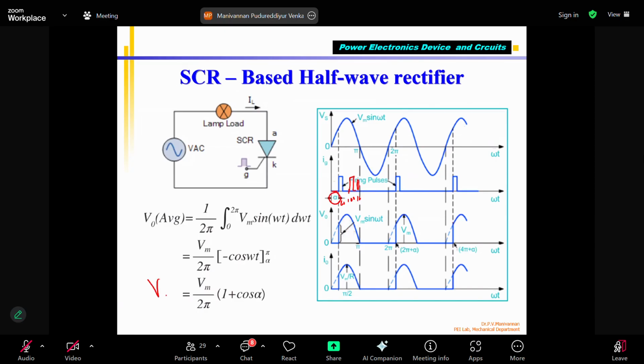Correct? So I say that V average equals this, with cos alpha, if I vary the conduction angle. This can be varied from 0 to 180. If you vary it, this voltage will vary. Correct? So this is how a half-wave rectifier works. Okay, take down this formula and the graphs.